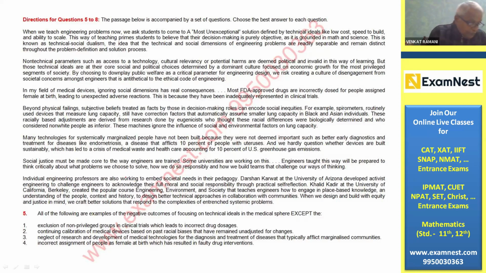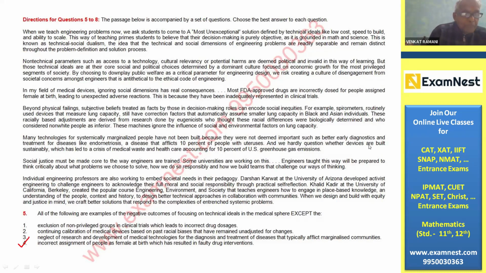He says all of the following are examples of negative outcomes of focusing on technical ideals in the medical sphere, except what? The negative outcomes: exclusion of non-privileged groups in clinical trials, which leads to incorrect drug dosages. No. Continuing calibration of medical devices based on past racial biases that have remained unadjusted for changes, neglect of research and development of medical technologies for the diagnosis and treatment of diseases that typically afflict marginalized communities, and incorrect assignment of people as female at birth, which has resulted in faulty drug investments. That is the correct option, number four.